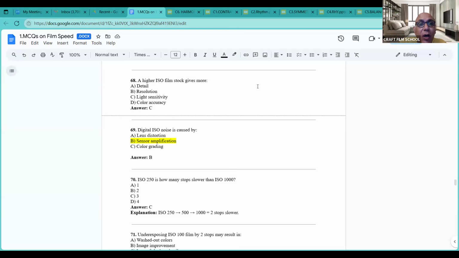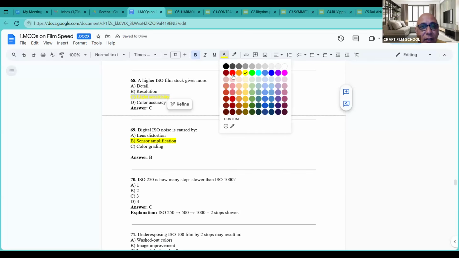Details: higher ISO gives more details? Of course, because it is a shadow area, it will capture the detail in the shadow area also. Resolution, light sensitivity, and color accuracy. The most important thing is higher. I think there is a problem in this question. That's why I wanted to check. Let me check again. Higher ISO film stock will give more light sensitivity. It's correct. See, because somebody else has prepared it for me, I cannot rely on it, and that's why I have not sent it to you till I cross-check everything.